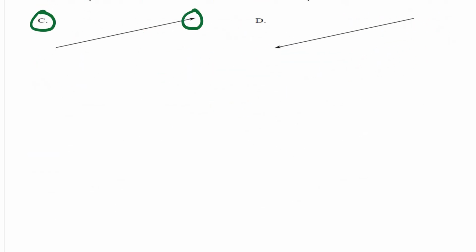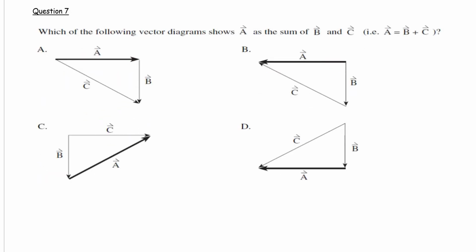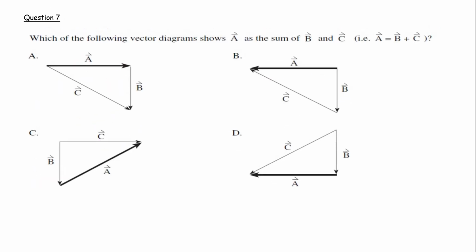Okay, so we move on to question number 7 here. Question number 7 is good because we're just seeing if you understand how to add vectors here, and which of the following vector diagrams shows vector A as the sum of vectors B and C. So we want to figure out which diagram has A equals vector B plus C. In this case, I guess A is your resultant vector, right? That's the result of adding vectors B and C.